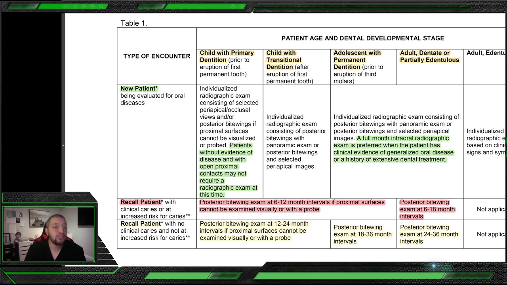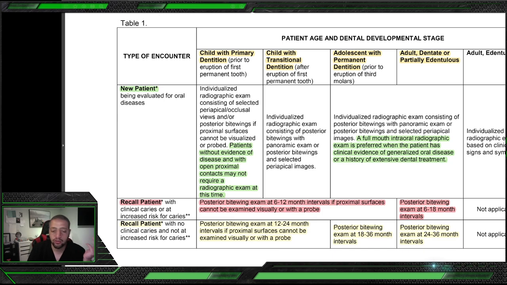For a recall patient, a recall patient means this is not your first time seeing this patient. So at the end of the first visit, you're going to say, okay, this patient has a caries risk of low, moderate, or high, and then you go to the matrix we're going to speak about in this article and the other one, and then you book him frequently, okay? So for the patient with increased risk, posterior bite-wing exam at a 6 to 12 month interval if the proximal surface cannot be examined visually or with a probe.